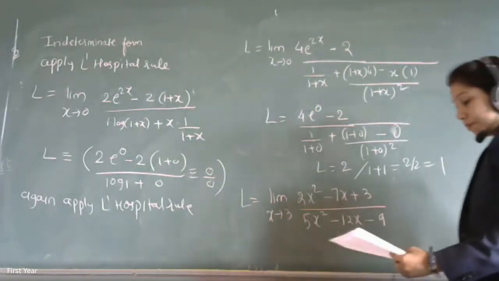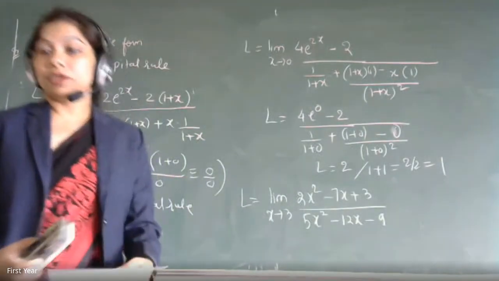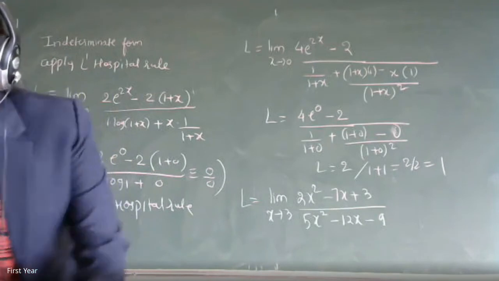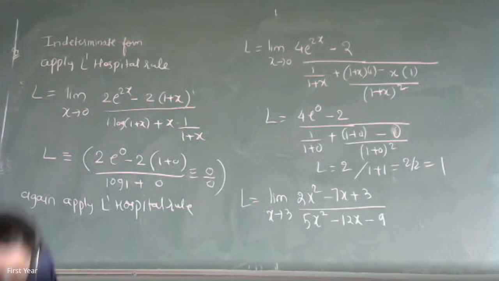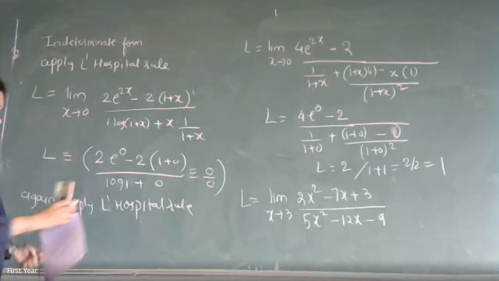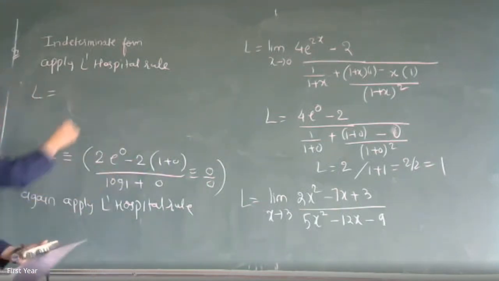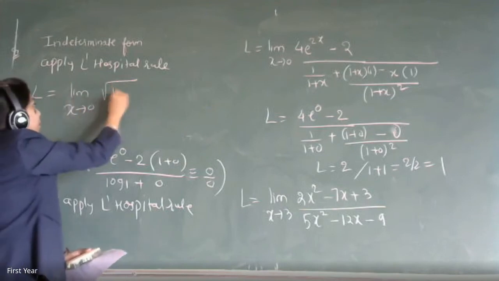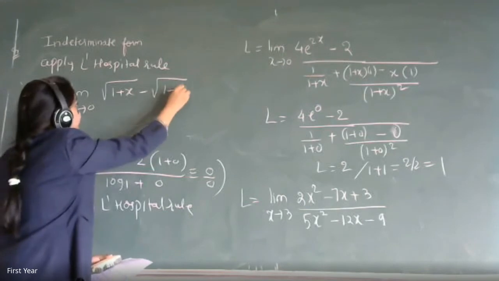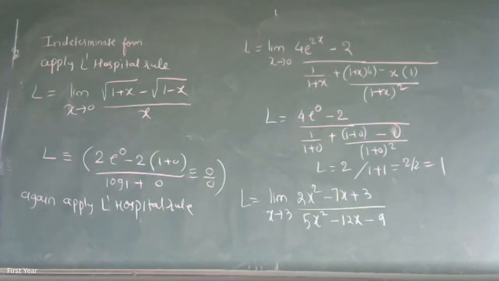The second one is, these are all the ones which are there in your examination also, or MCQ also. Let me take L is equal to the limit as x tends to 0 of square root of 1 plus x minus root of 1 minus x, divided by x. Please try to do this quickly, and once you get the answer, then I will do the next type of question.